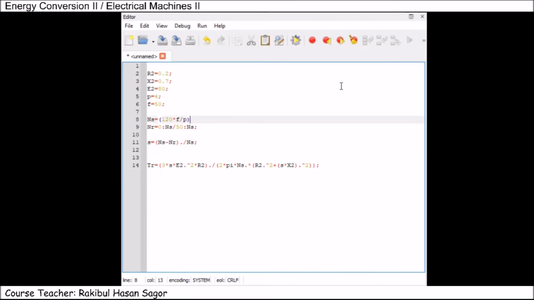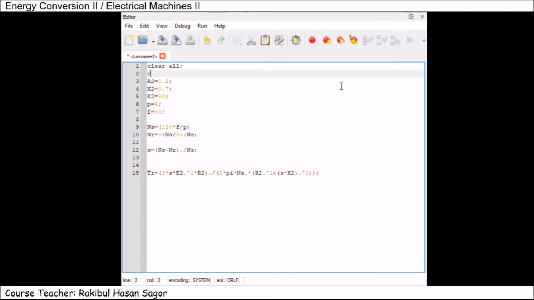Is there anything left? Oh well, let me write clear all, so that all the previous variables will be cleared, and close off.